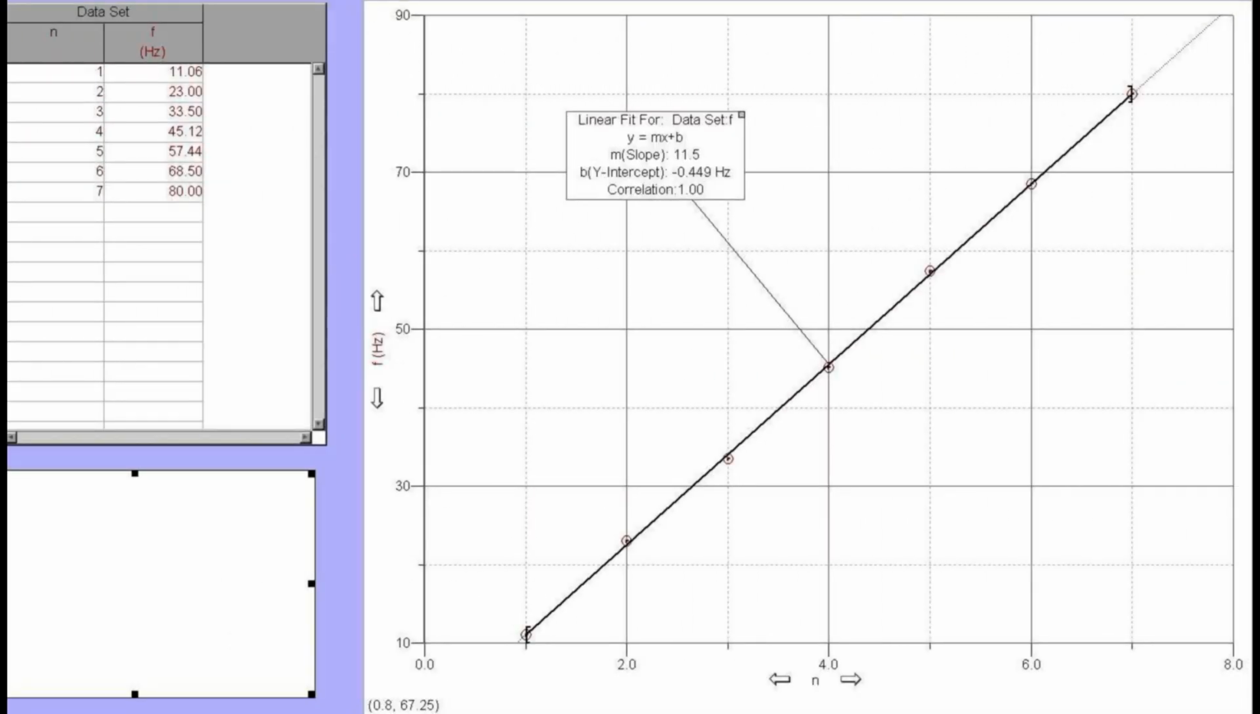We recorded the frequency for each harmonic number n. A plot of resonant frequency versus n yields a straight line with a slope given by 1 over 2L square root of T over mu. Your slope should be compared with this value, which also happens to be the fundamental frequency.